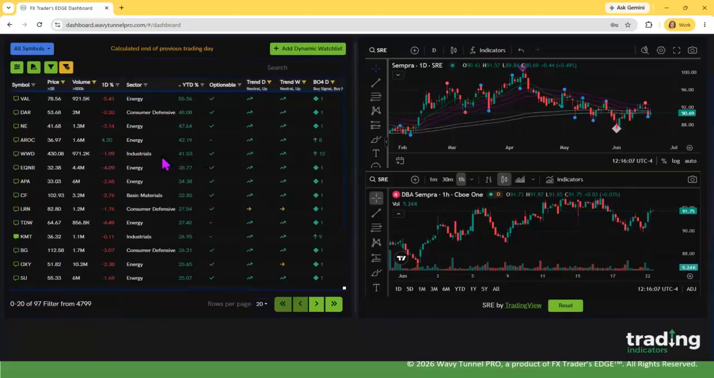So I've already brought it down from 800 and something to 97. If I want, I can just say that I want the optionable symbols. And that brings it down to 61. That's how you create your watch list.